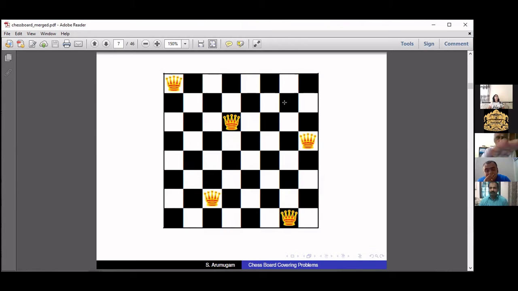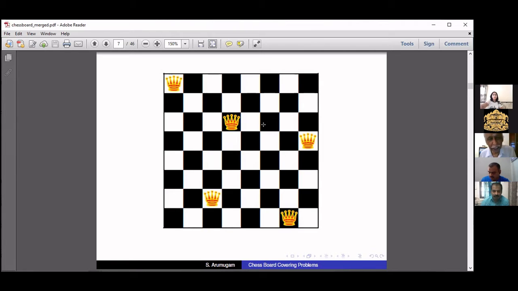So here are five queens which do not attack each other mutually, and still they cover the entire chessboard. In graph theory language, this is called an independent dominating set. The five vertices are mutually non-adjacent, and they dominate the whole graph.